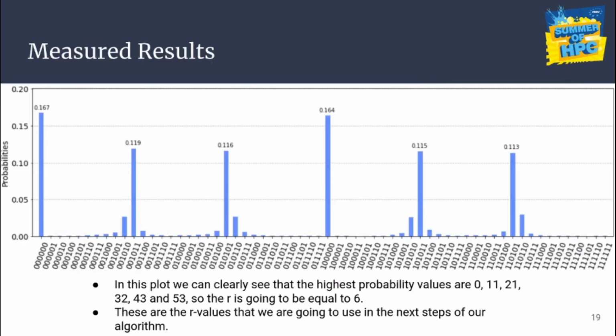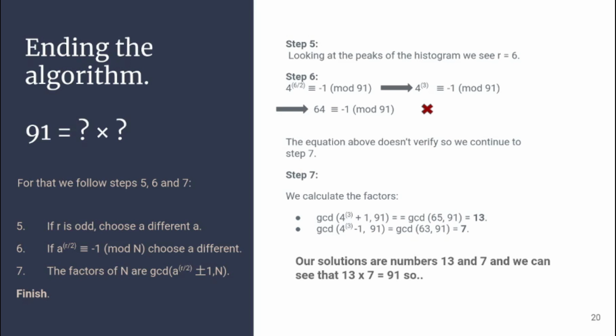So here we have a histogram similar to the previous one. In this case, to obtain the result r, although there are other methods, as we described, we are going to look at the number of peaks in the histogram. We see that there are 6, so we can deduce that r equals 6. So for finishing, in the same way, we finish the algorithm seeing that r is even, that step 6 is not verified, and that the factors are numbers 13 and 7, which effectively, if we multiply them, obtain 91.